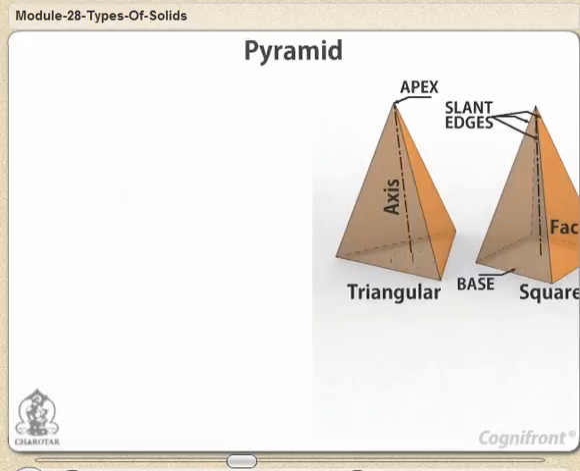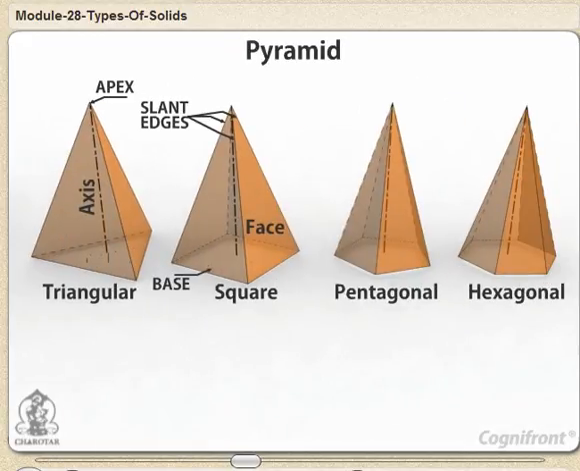This is a polyhedron having a plane figure as a base and a number of triangular faces meeting at a point called the vertex or apex. The imaginary line joining the apex with the center of the base is its axis. A right regular pyramid has its axis perpendicular to the base, which is a regular plane figure. Its faces are all equal isosceles triangles.